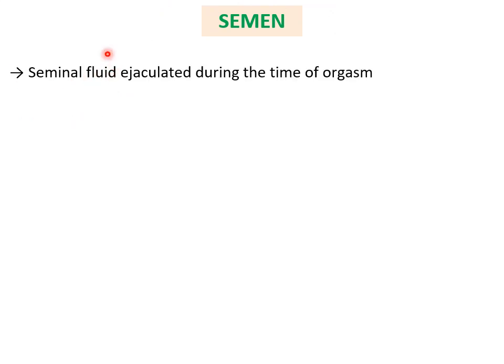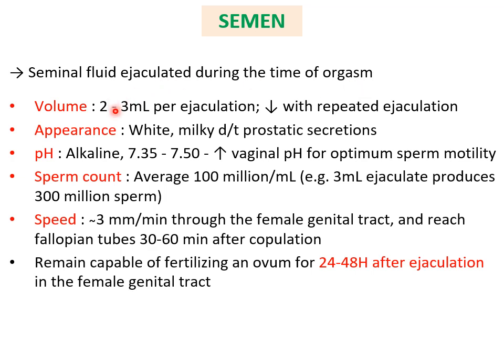What is semen? Semen is seminal fluid which is ejaculated during the time of orgasm. The volume is around 2 to 3 ml per ejaculation, and the volume is lower with repeated ejaculation. It appears like milky white secretions, and the pH is slightly alkaline. This is important in order to increase the vaginal pH, which is acidic, for optimum sperm motility once they are in the female reproductive tract.